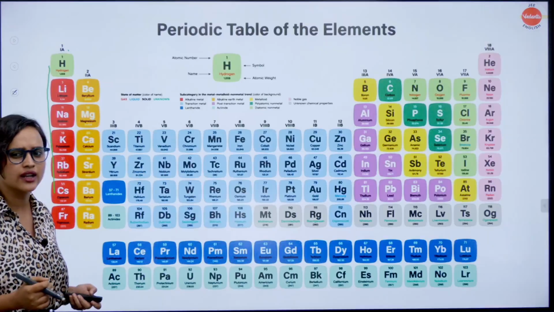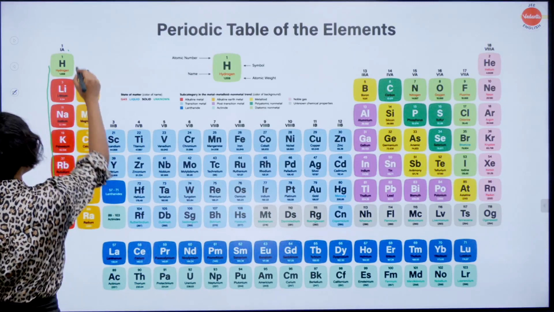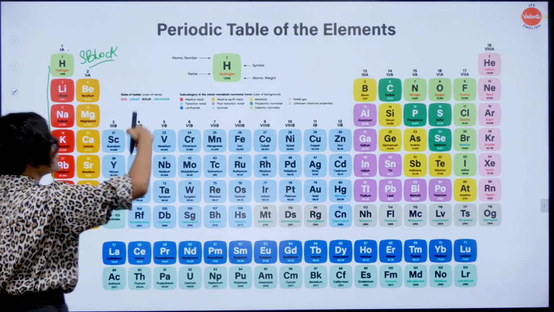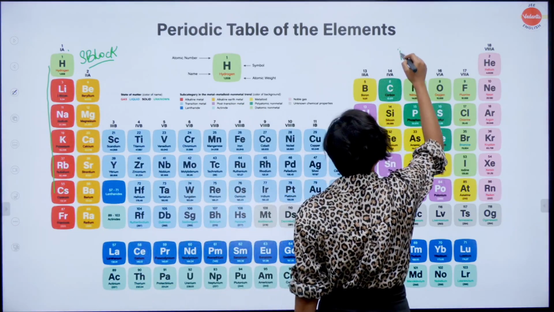Why do we call them transition elements, by the way? Have you figured? Because see, if this is the s block, I'm jumping to the s block very fast, if this is the s block and if this is the p block, right?